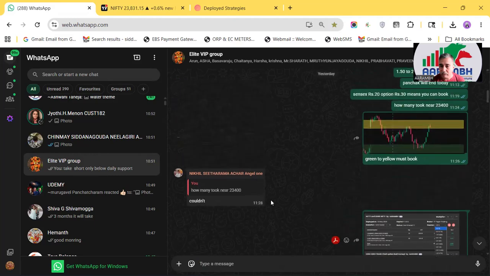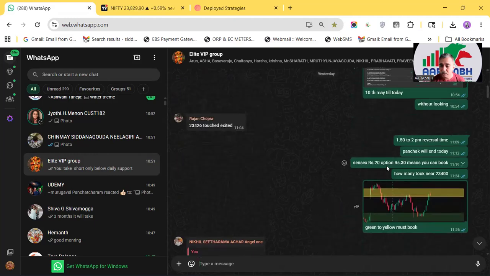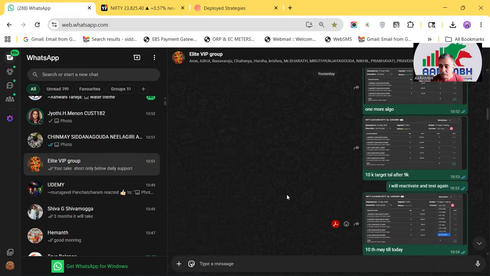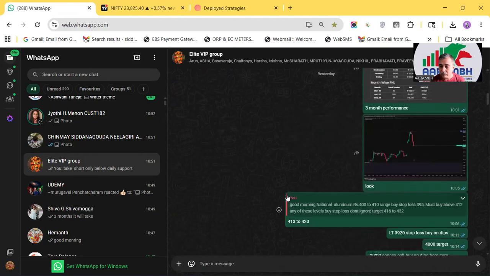Hero zero call, yesterday. Sensex 20 rupees option, 30 rupees means you can book. I just said buy the 20 rupees option and you can take profit and book at 30 if you want. And I'm saying what level you need to buy from the morning.